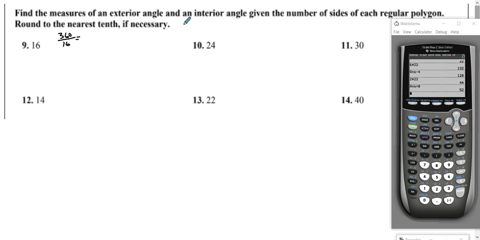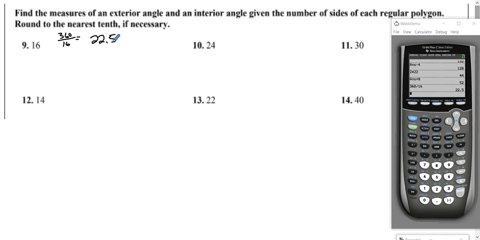Find the measure of each exterior and interior. I'm given the number. Oh, no, wait, I'm given the number of sides. I'm sorry. Still the same. Okay, so 360 divided by 16 sides means that the exterior angle is going to be 360 divided by 16. Sorry, I said that wrong the first time. 360 divided by 16 is 22.5. Okay, so 16 sides, each exterior angle is 22.5.